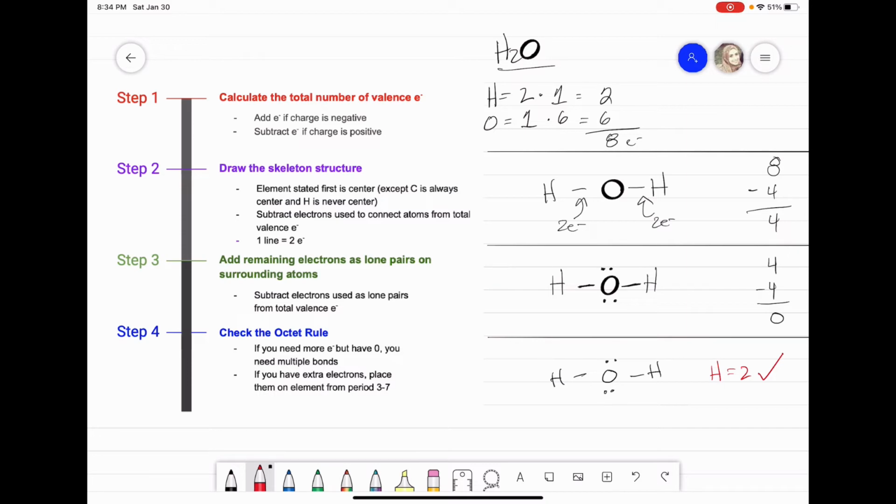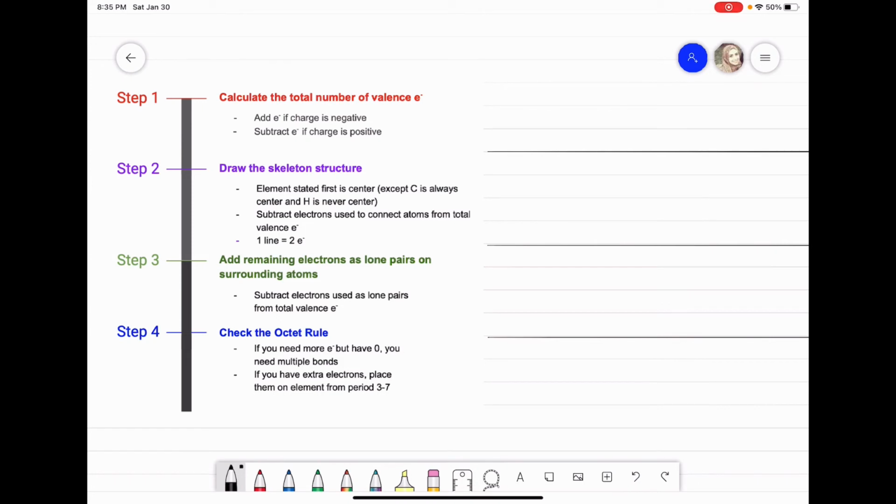So let's check oxygen. So this line counts towards hydrogen and oxygen. So that's 2. And this one also counts as both. So that's 4. So right now I have 4, 5, 6, 7, 8. So oxygen has 8. So then this structure is done and you're good. So let's do something a little bit more challenging.